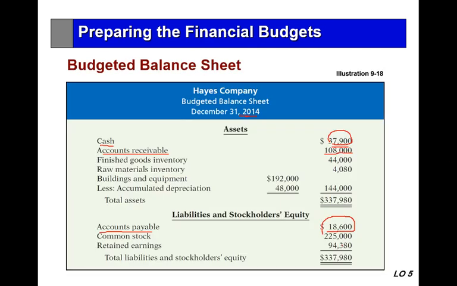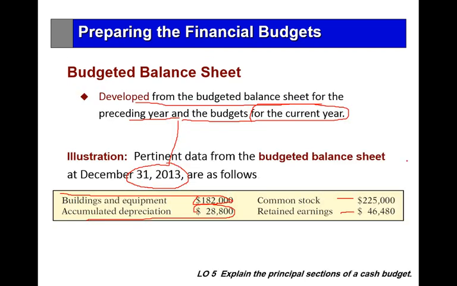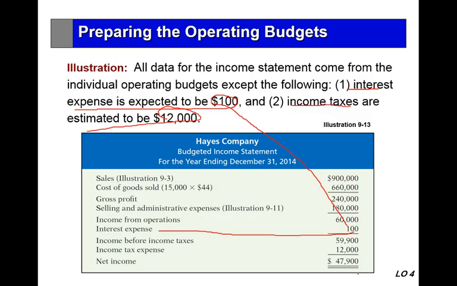Here, common stock we have 225,000, which comes from the illustration. We don't have any information about any change in this amount. Retained earnings we have 46,480 plus net income 47,900. Then here we have plus 47,900.